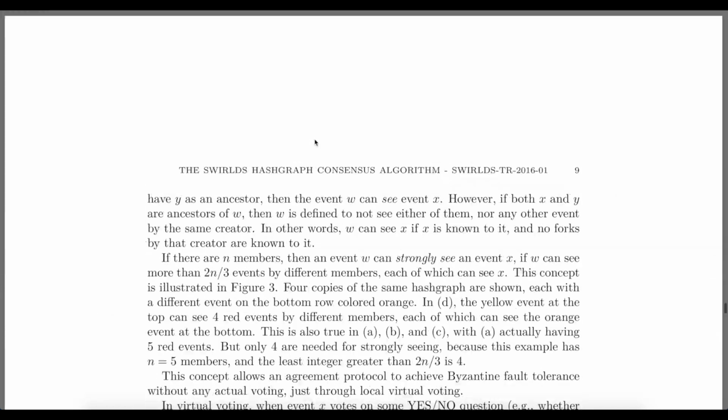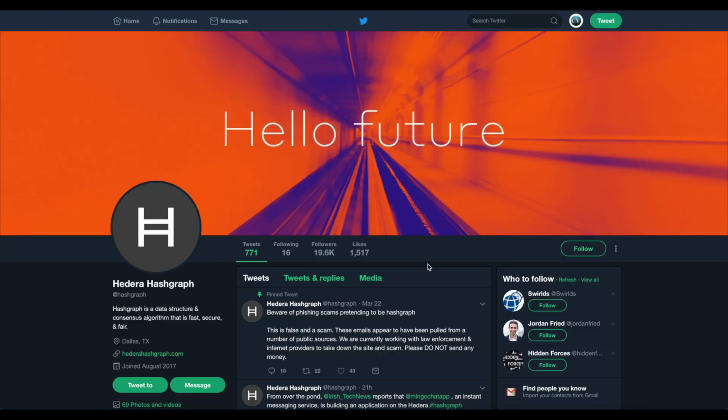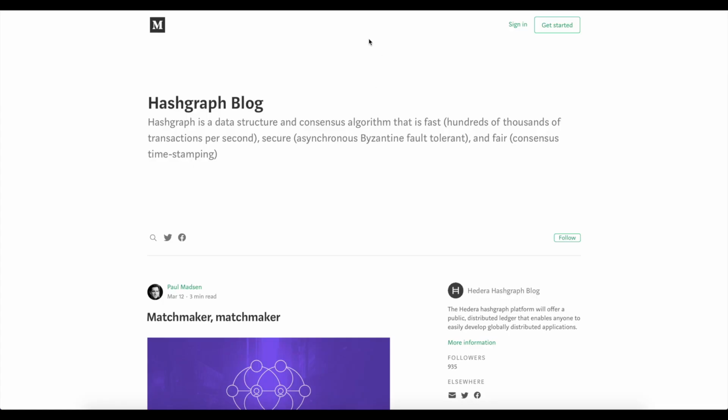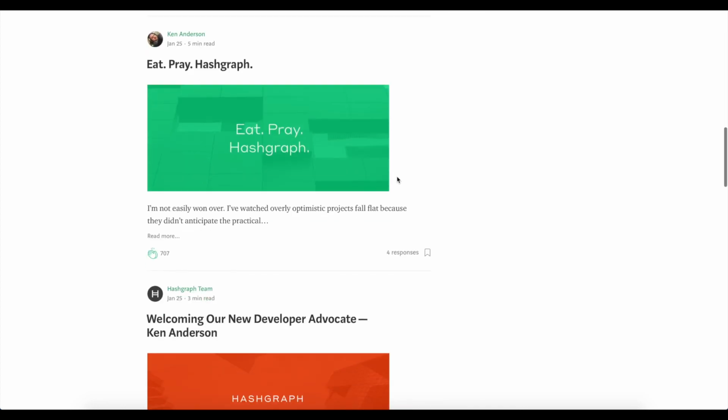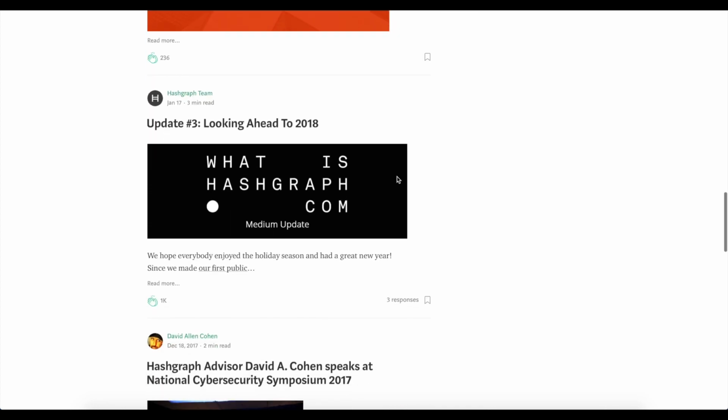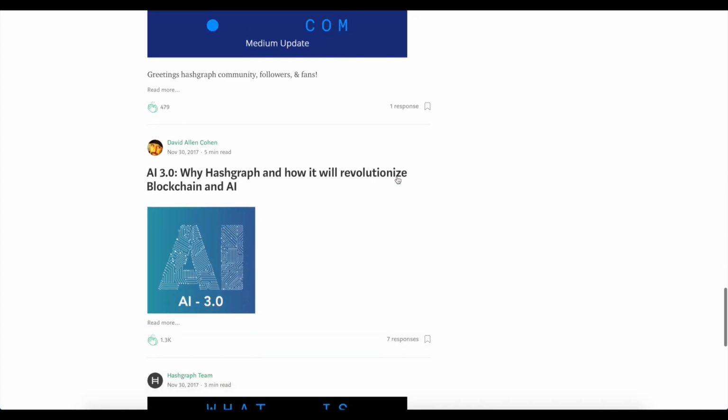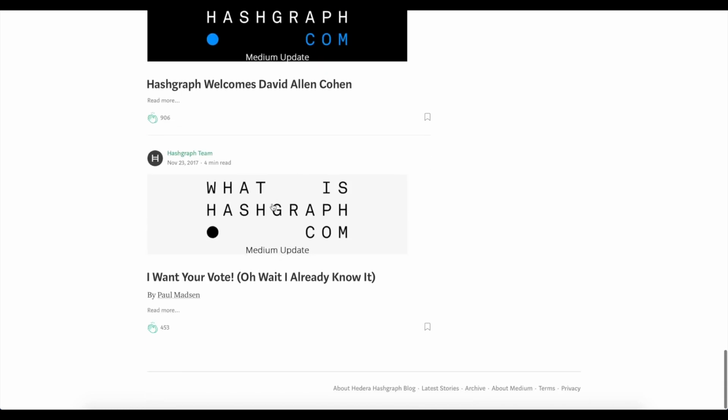So let us see their community. So they have around 19.6k Twitter followers, and they also have around 25k Telegram members. Then they have this Medium blog. So here you can see different posts regarding Hashgraph. So you can get all the details over here and you can read all these posts.